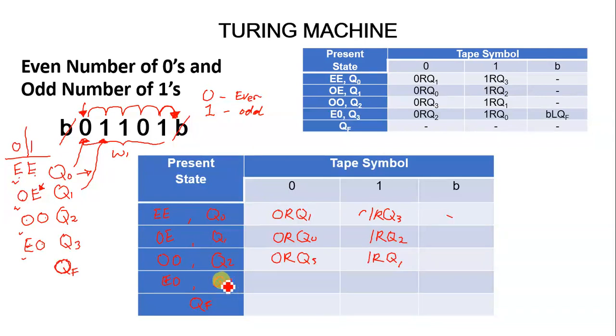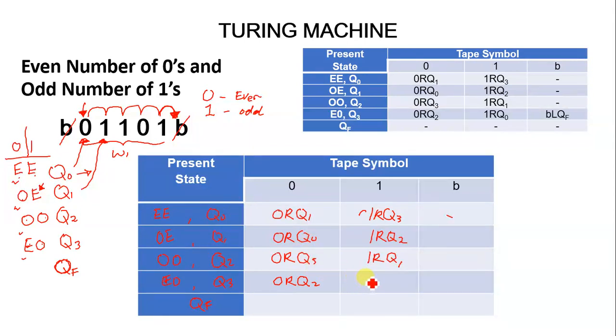Q3 is an even number of 0s and an odd number of 1s. At Q3, once we read symbol 0, the even number of 0s will change to an odd number of 0s. So at Q3, we read 0, we move right, and the state will move to Q2, because even will change to odd for symbol 0.